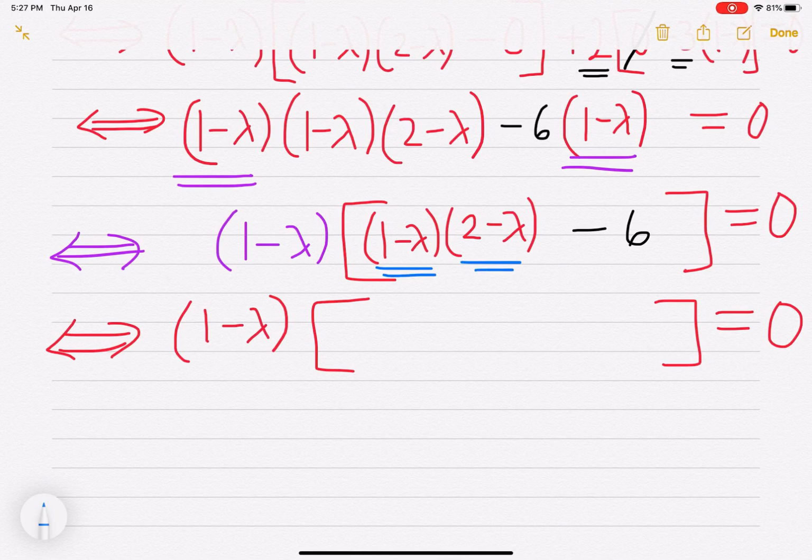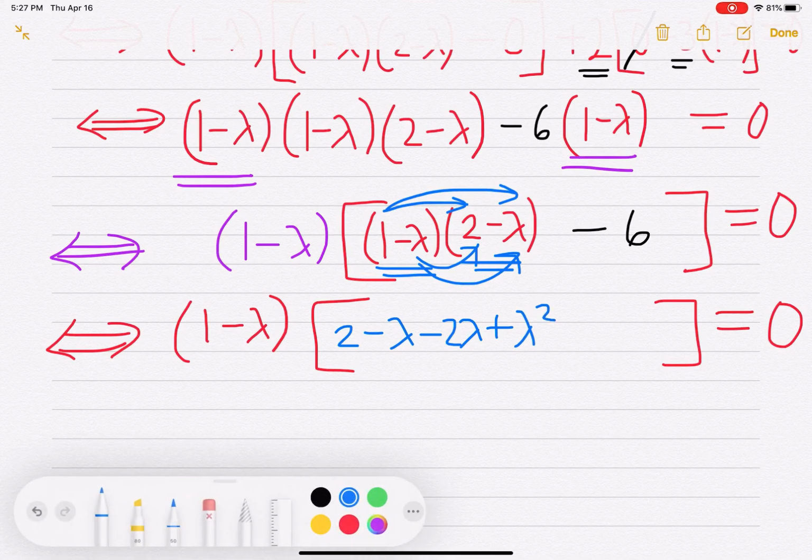So we got 1 times 2 is 2. 1 times negative lambda is negative lambda. Negative lambda times 2 is negative 2 lambda. Negative lambda times negative lambda is positive lambda squared. All this is minus 6.